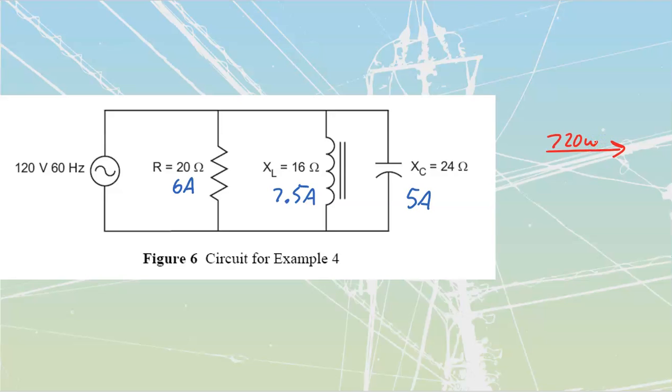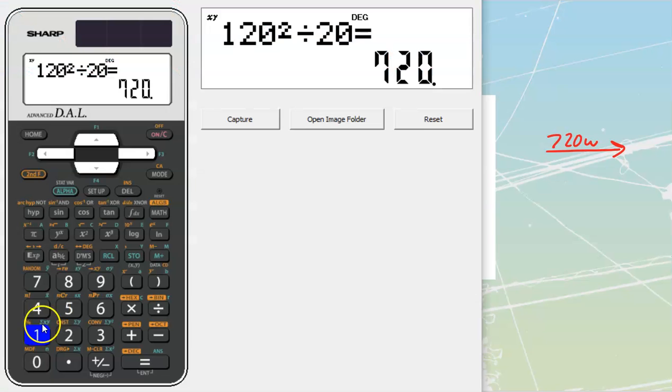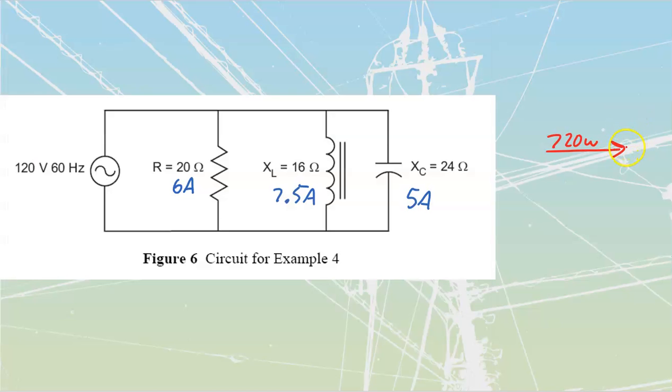720 watts. Then the next one is going to be an XL, over top of 16 ohms XL. So we're going to do 120 squared divided by 16, which is now going to give me my VARS L, which is going to be 900. Here's where I'm going to follow that convention of my VARS L going in the upward direction. So 900 VARS L that I'm going to have.